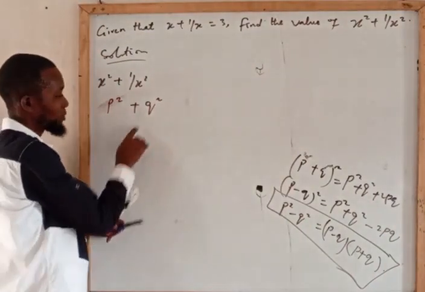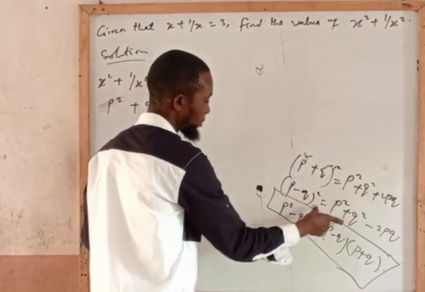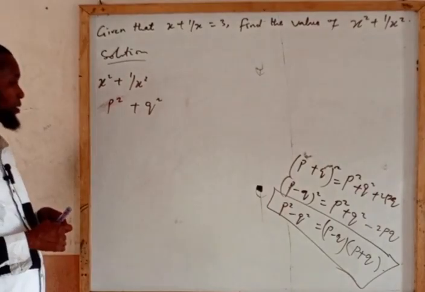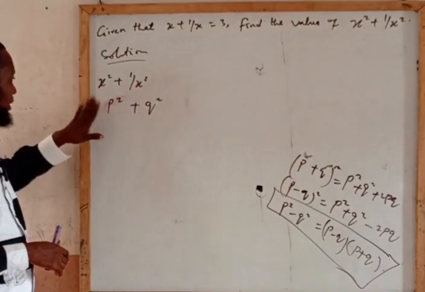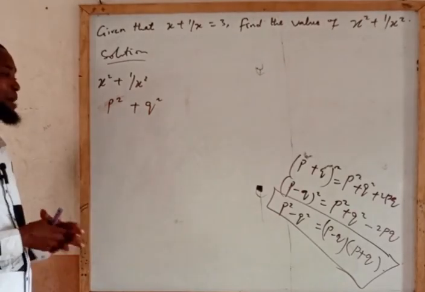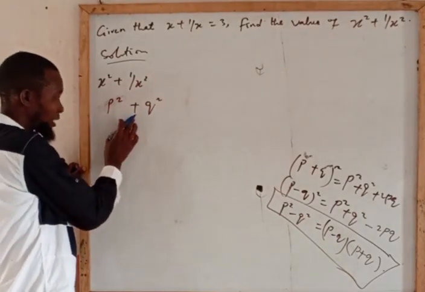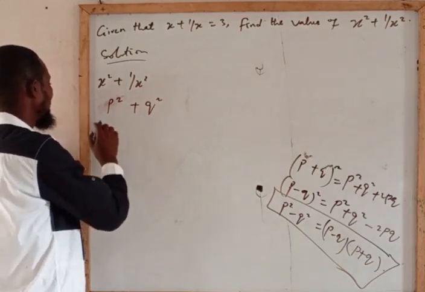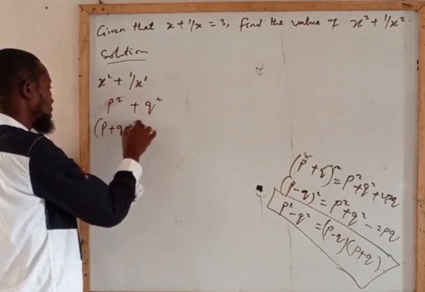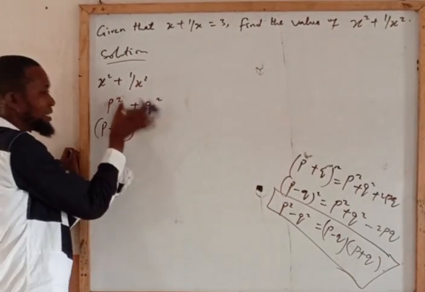So what I need is p squared plus q squared. P squared plus q squared can be gotten from here. It can as well be gotten from this place, right? But let's say normally we have p squared plus q squared. So to derive my p squared plus q squared, since it has addition, it can be derived from p plus q raised to power 2. So it is this one that will generate this.